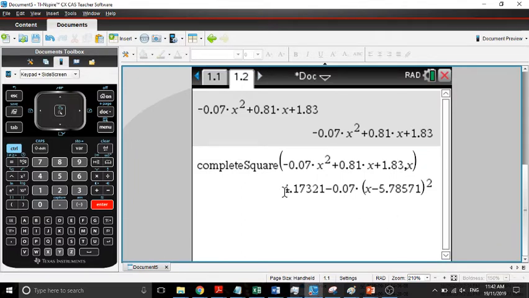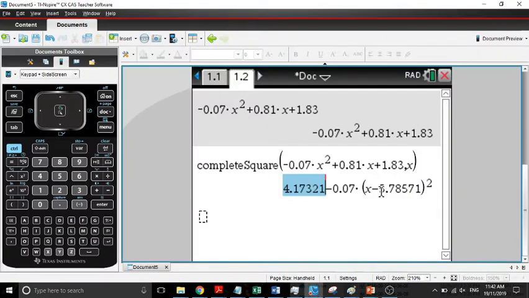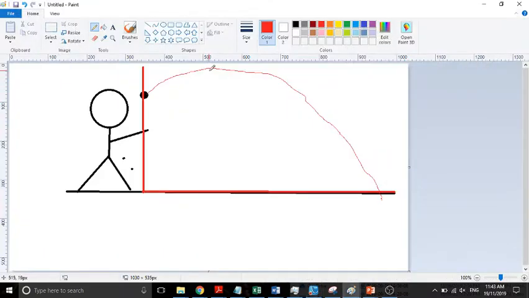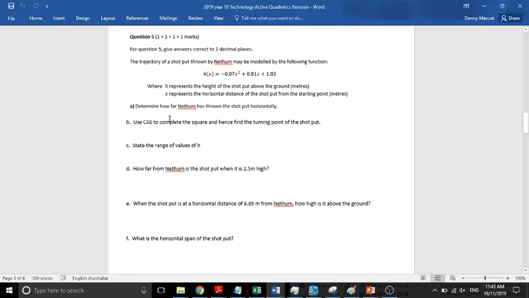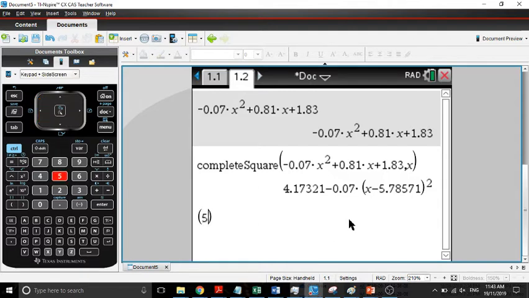So it reaches the maximum height of 4.17 meters, and that happens at 5.78 meters away. So that's our turning point. Like we said, the turning point is 5.79, 4.17. So that's our turning point.